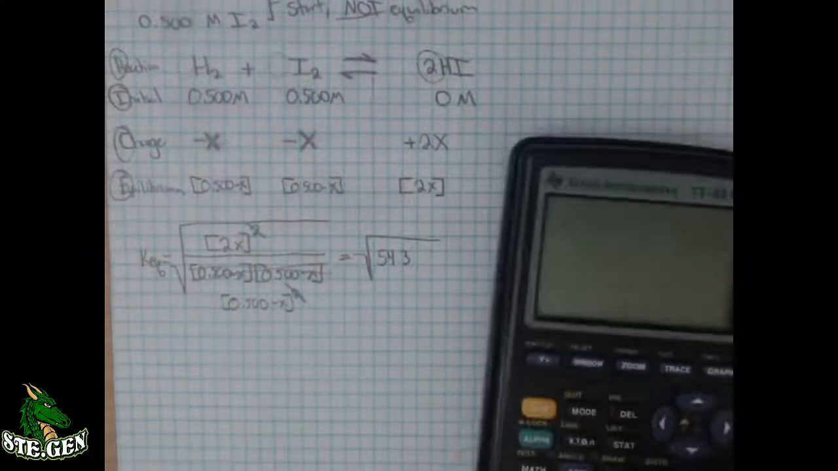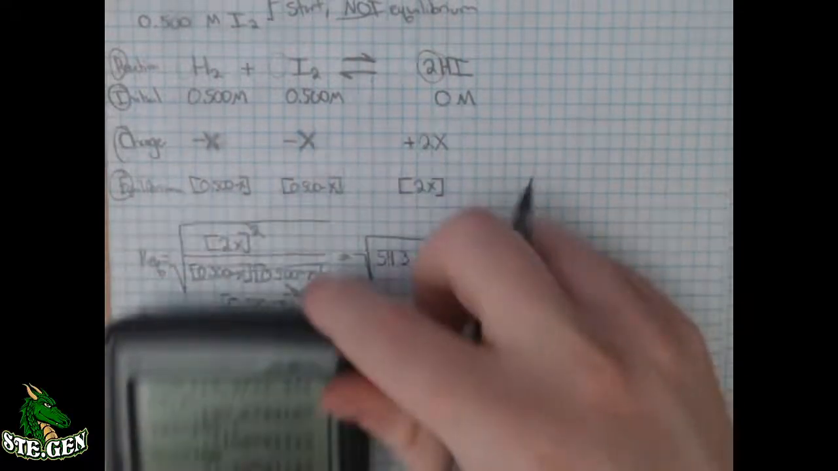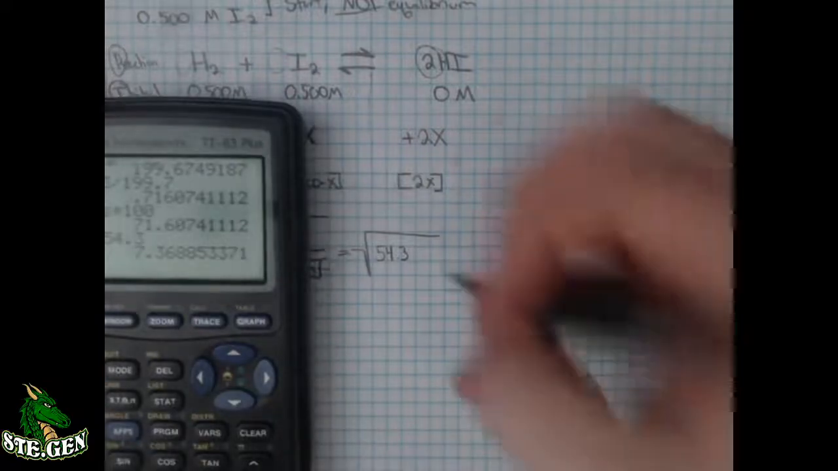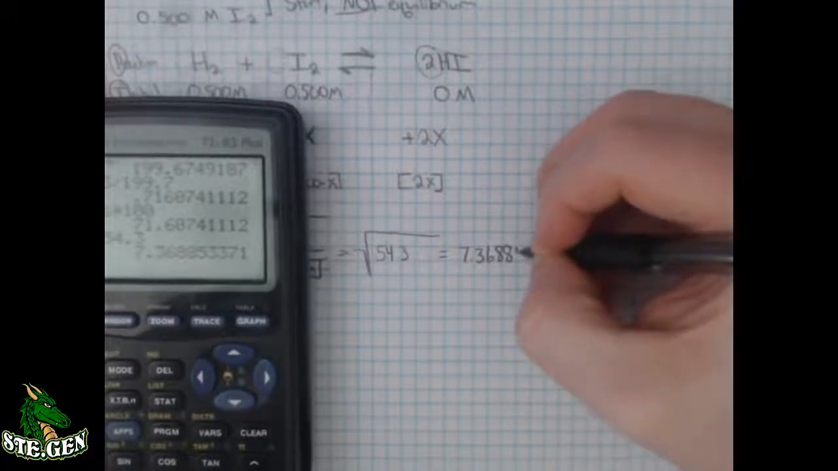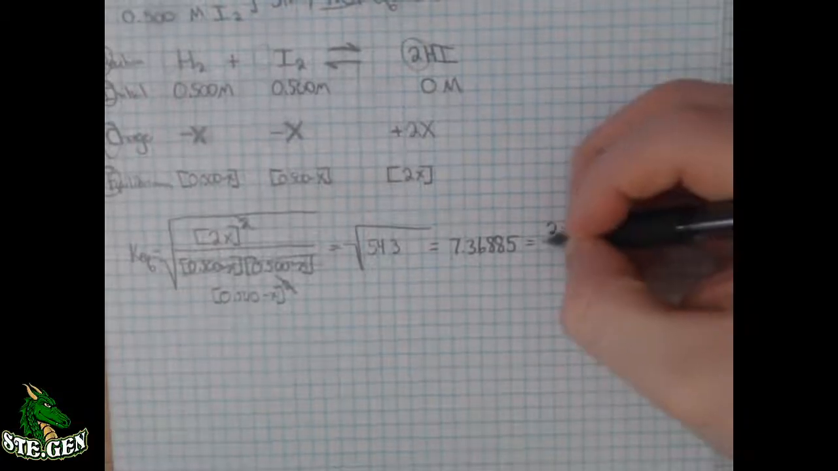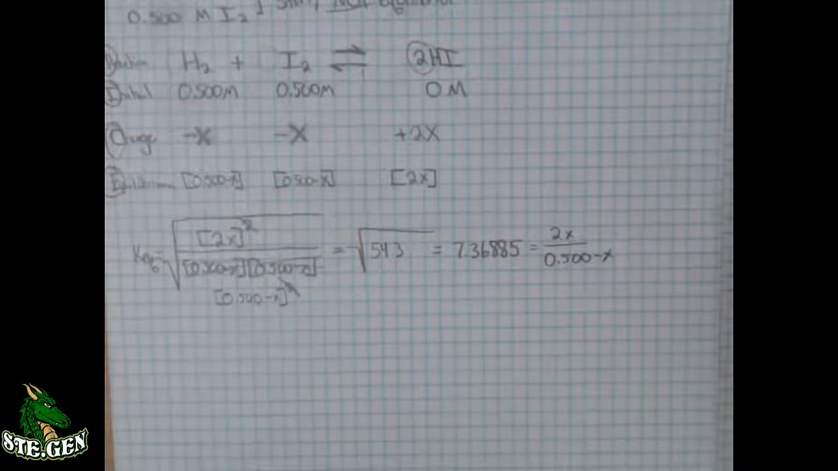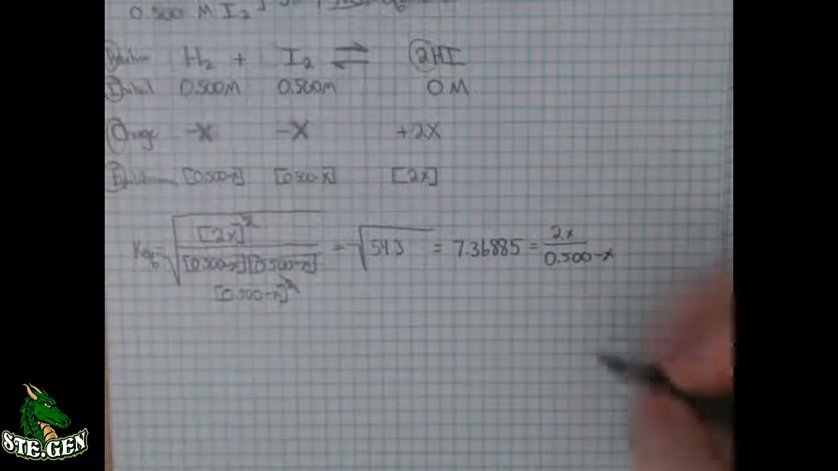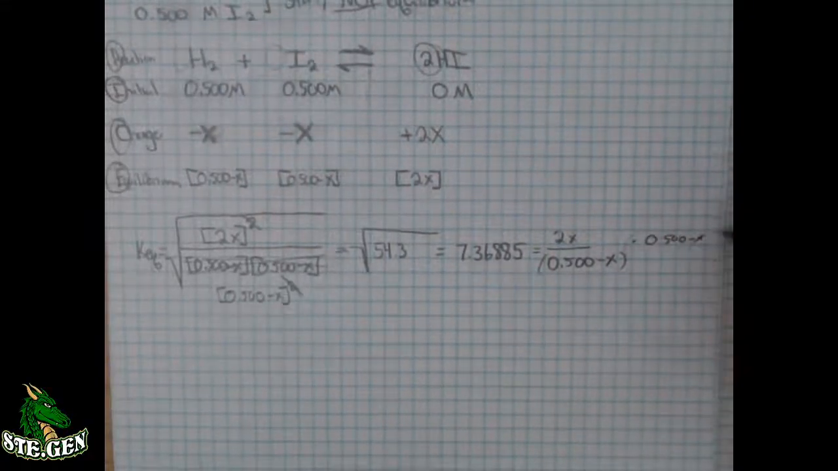And now if we plug our square root of 54.3 in, square root of 54.3, and enter. I thought that said it was 70 something. I was confused. Okay, so our square root of that is going to be 7.36885. And then that's also going to now be equal to 2x over 0.500 minus x. So next step, now we're kind of just in an algebra problem. Now we can just try to solve for our x. So we're going to take this whole piece, multiply both sides by our 0.5 minus x.